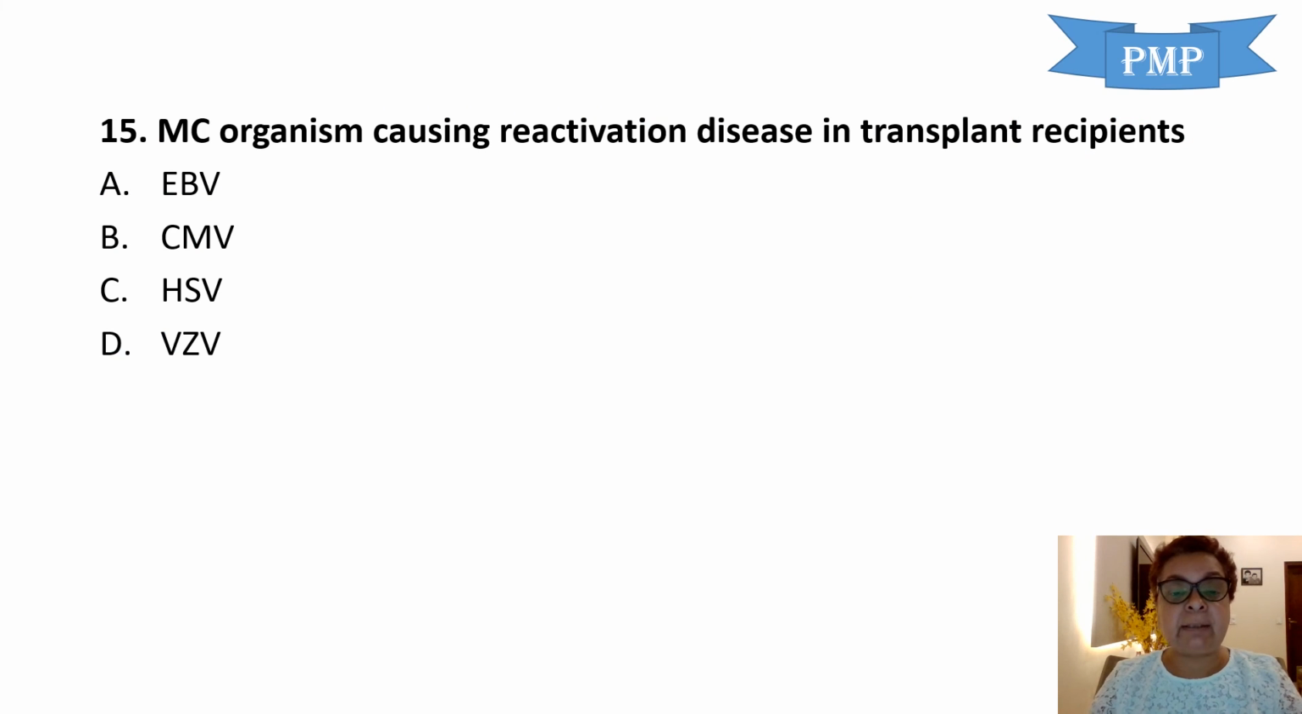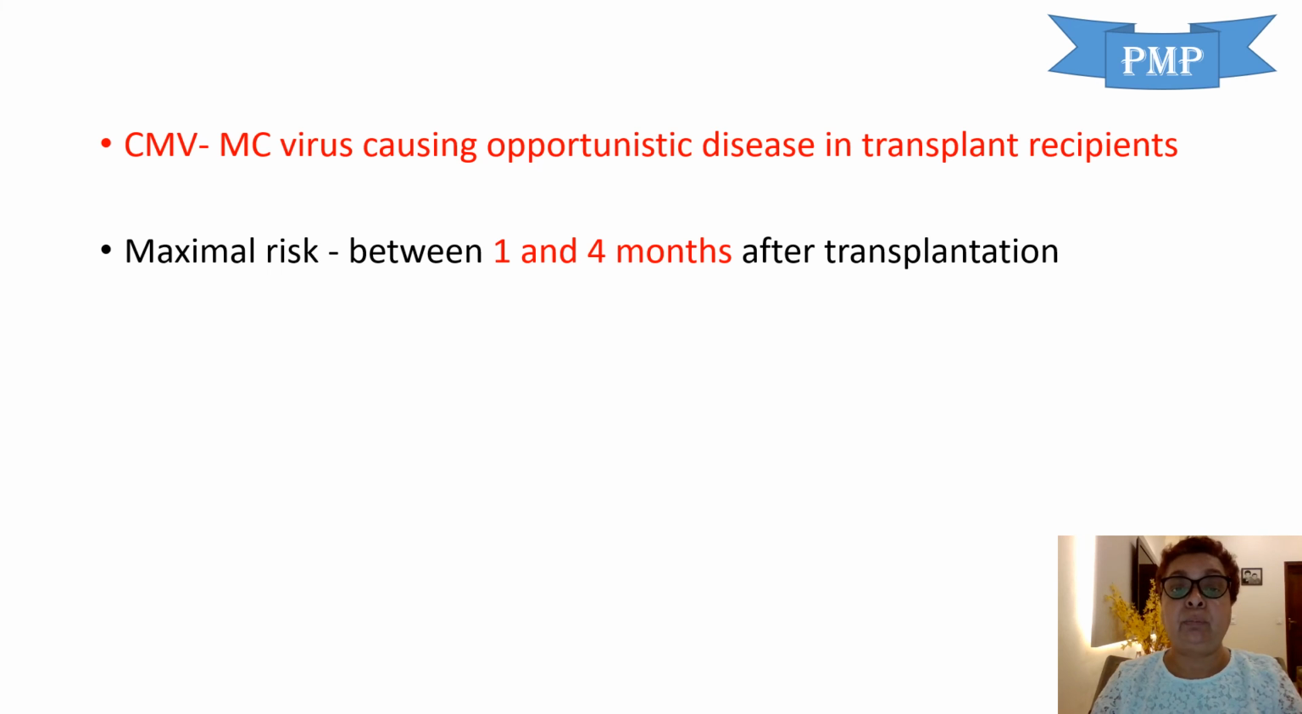Most common organism causing reactivation disease in transplant recipients. Amongst these, all the options are viruses: Epstein-Barr, cytomegalo, herpes simplex, and varicella zoster. The answer to this is cytomegalovirus. Remember, CMV is the most common viral agent causing opportunistic disease in transplant recipients, and it is generally a reactivation disease because of the immunosuppressive therapy being received by the patient.